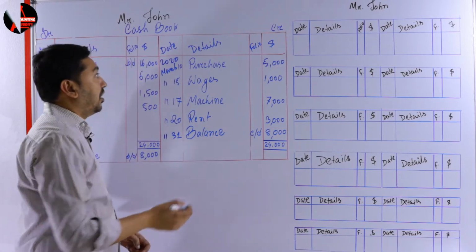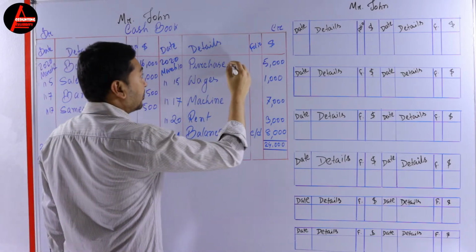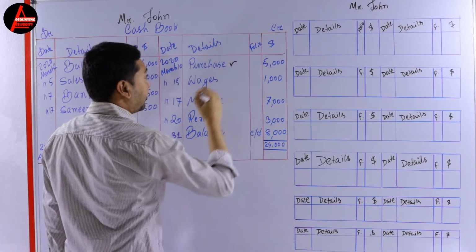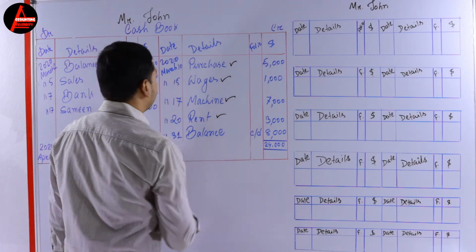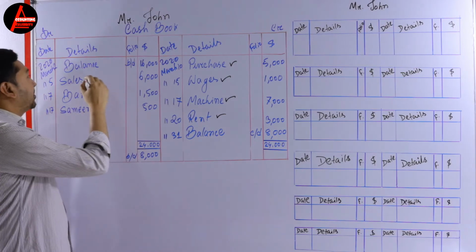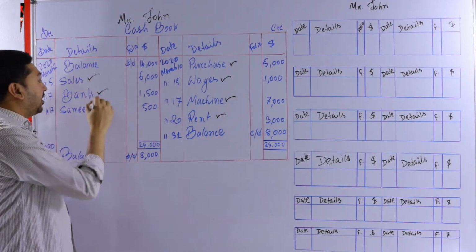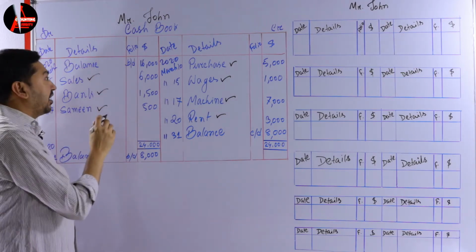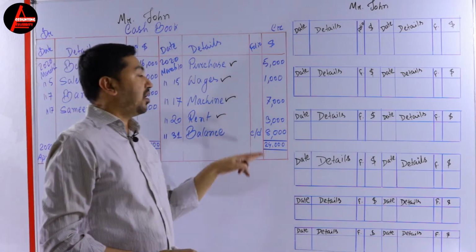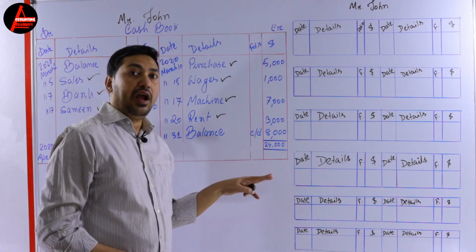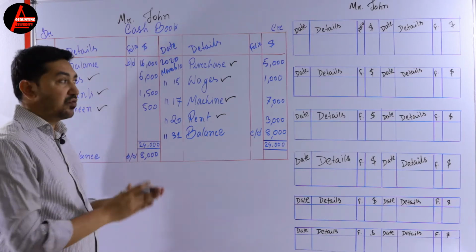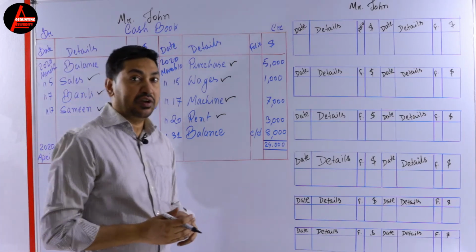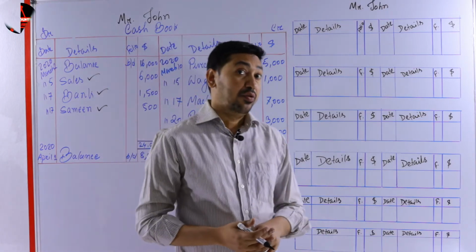So look, here we have purchase account, we have wages account, we have machine rent. Then on the debit side we have sales, bank, and finally sum in. So here we have 4 accounts and here we have 3. That means a total of 4 plus 3 equals 7 nominal ledgers we need to prepare.